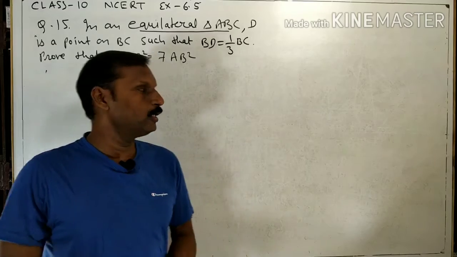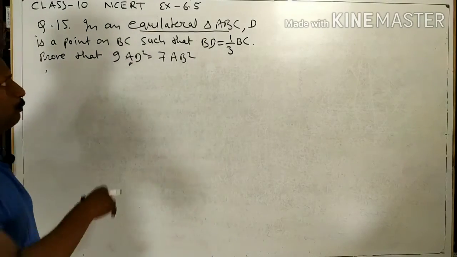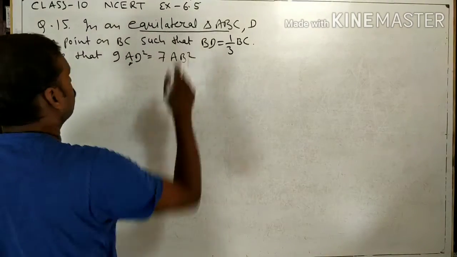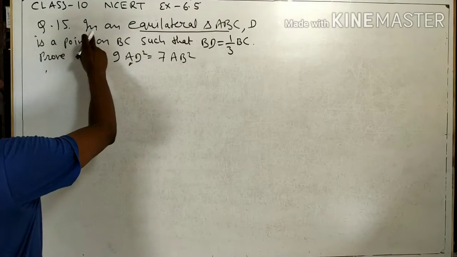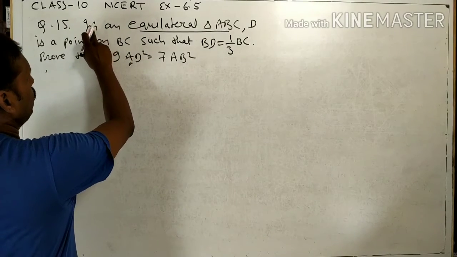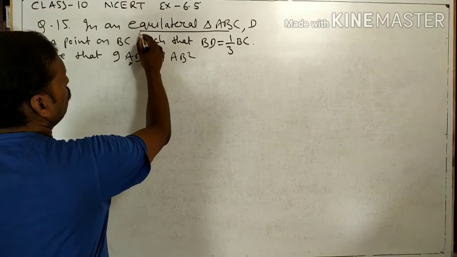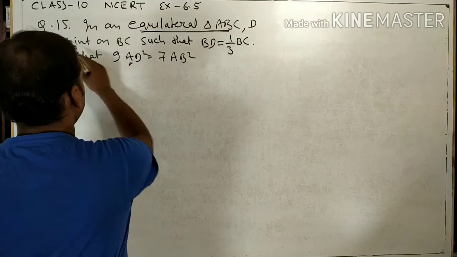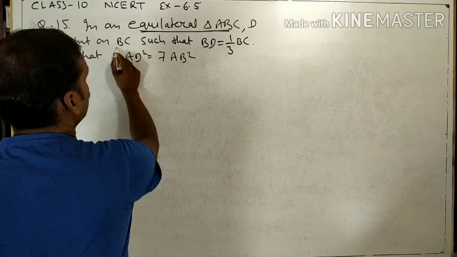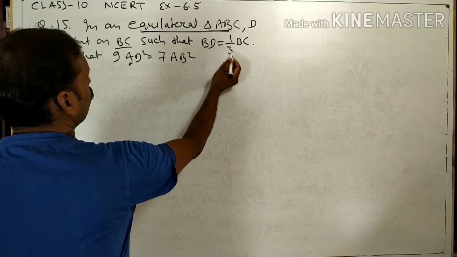This is Alok Kumar Sinha and today we will solve question number 15 of NCERT exercise 6.5. So in question number 15 it is given that in an equilateral triangle ABC, D is a point on BC such that BD equal to 1 by 3 BC.